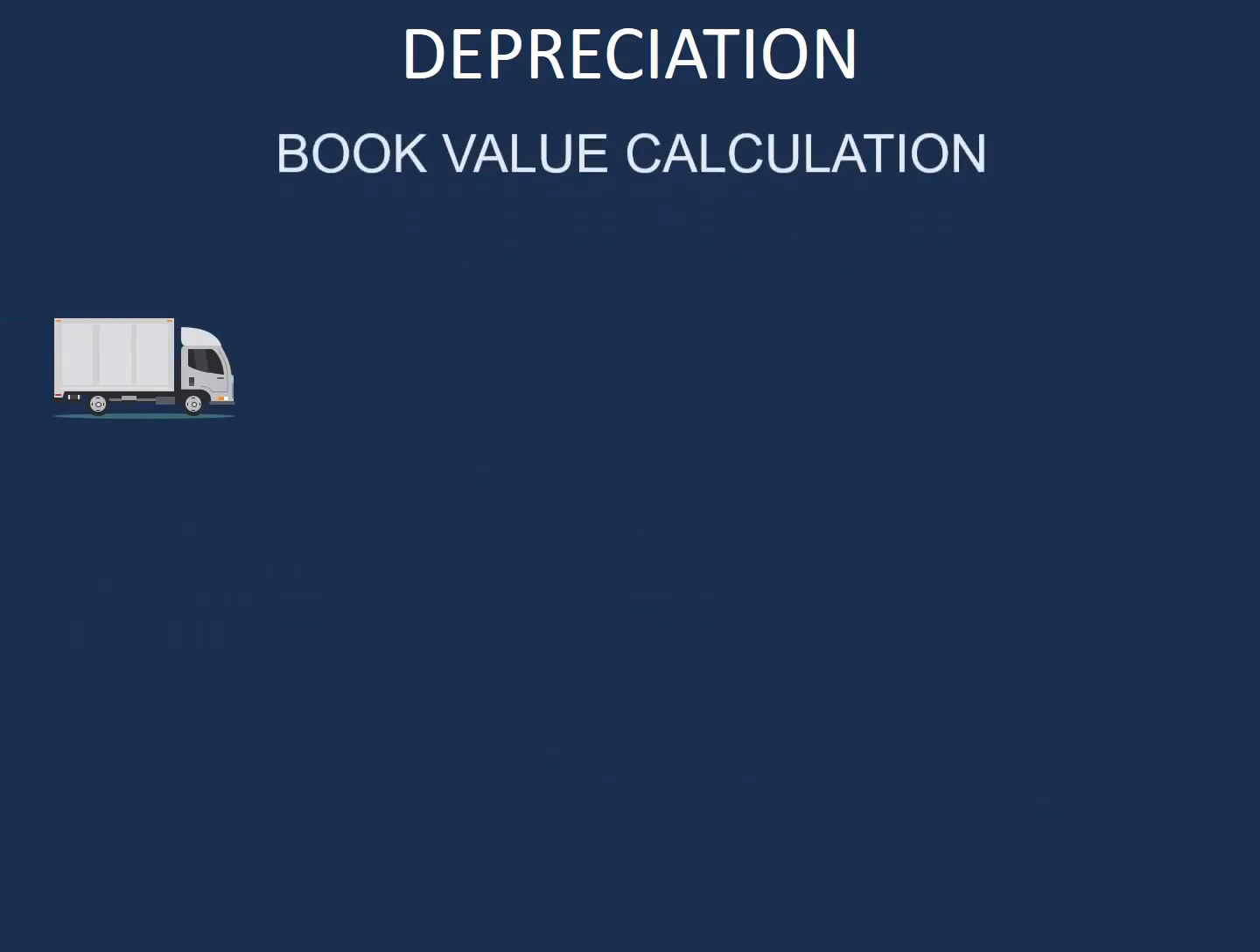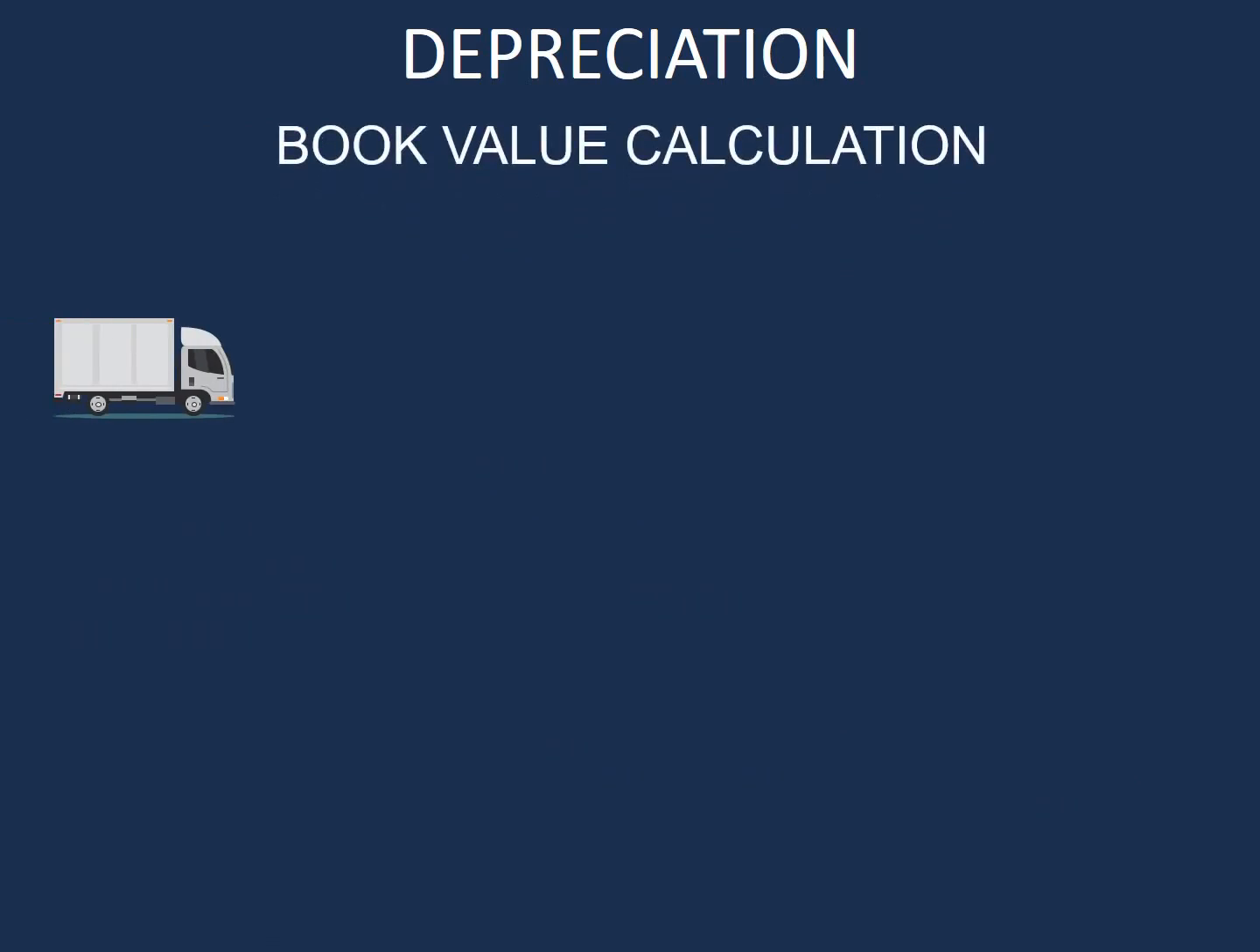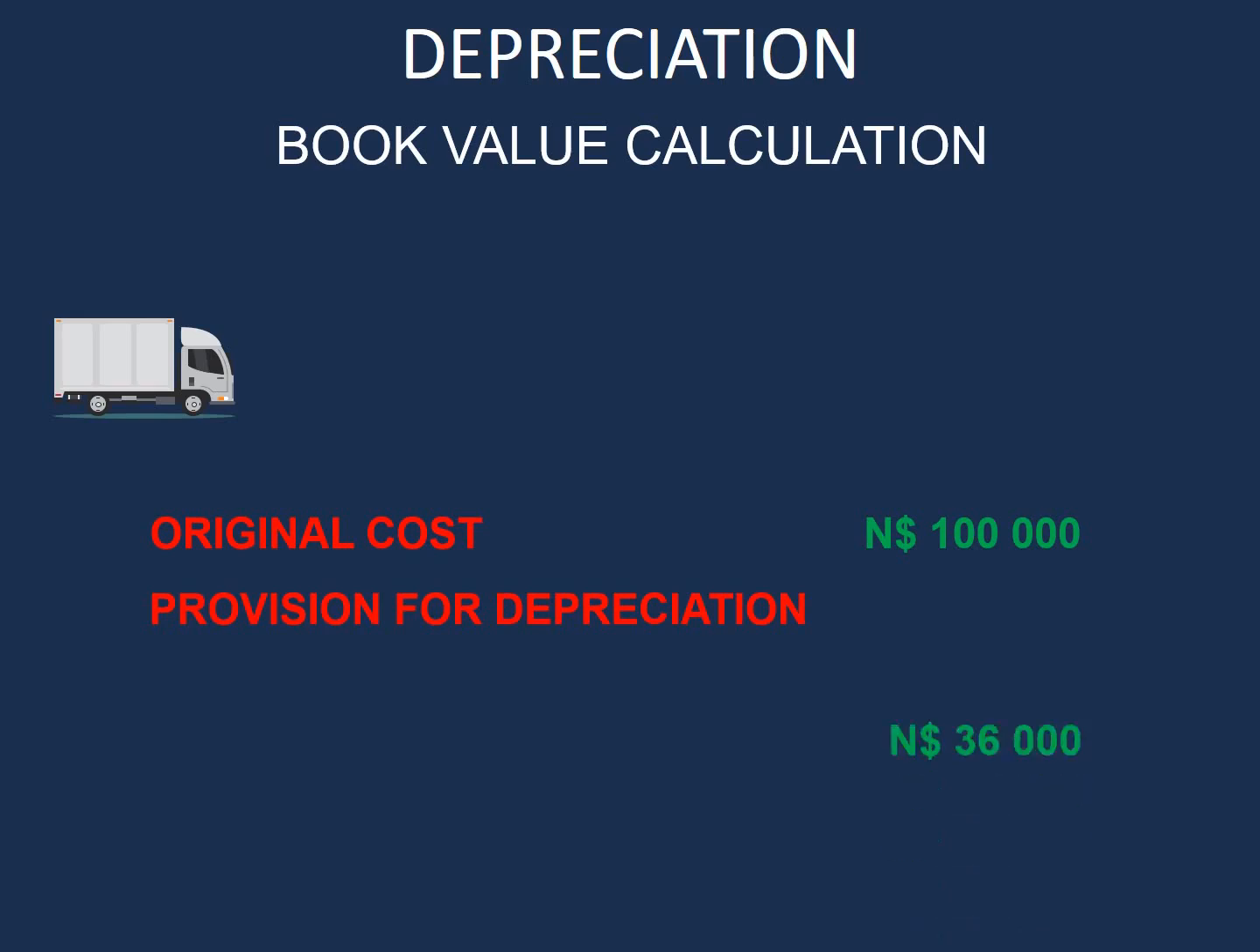Now let's have a look at calculating the book value of a non-current asset. You take the original cost of the vehicle, which is 100,000, less the provision for depreciation, and if you subtract the two, you will get a book value of 64,000 Namibian dollars.